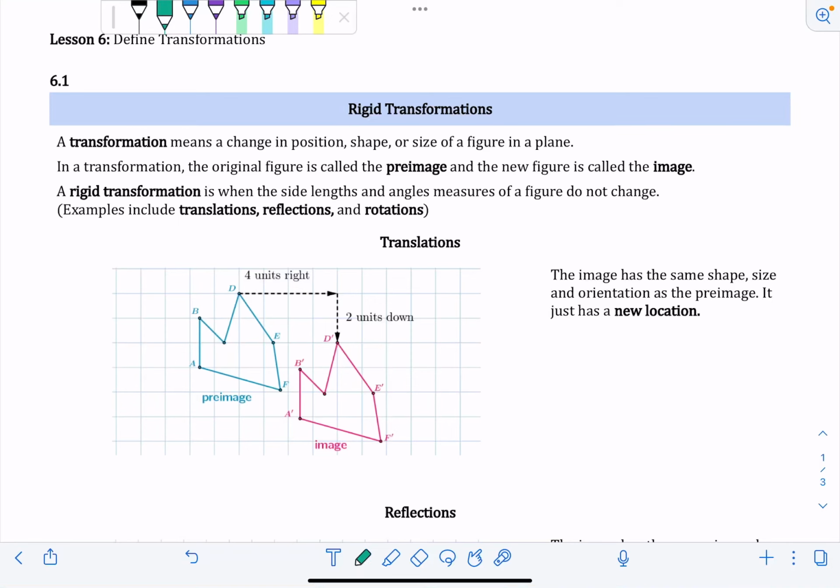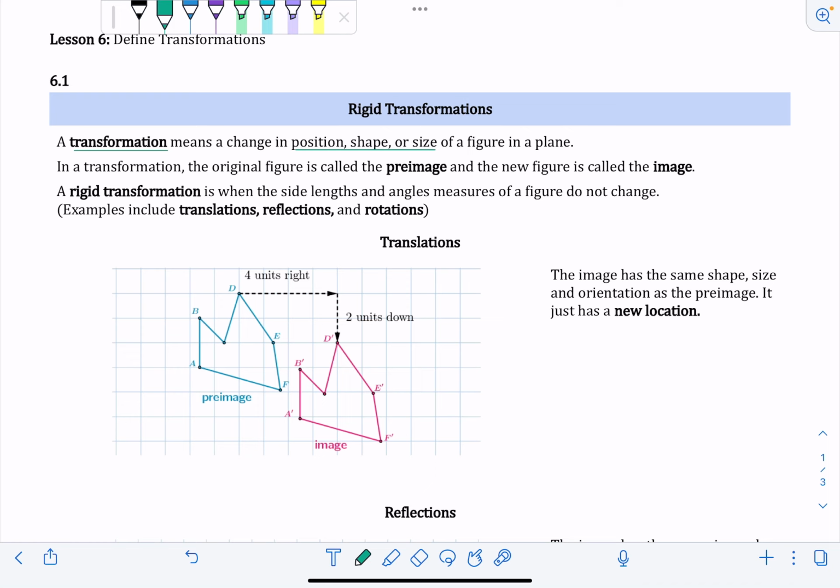Lesson 6 is all about transformations, and 6.1 starts off with rigid transformations, and we're just going to start off with definitions right away. So, a transformation means a change in position, shape, or size of a figure in a plane. So, that could be us moving it around, it could be making it bigger, making it smaller, changing its direction. Those would all be considered a transformation.